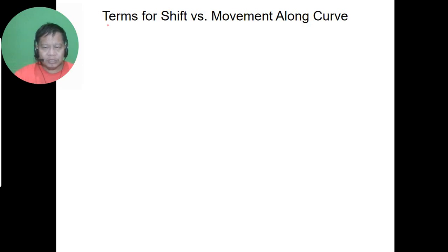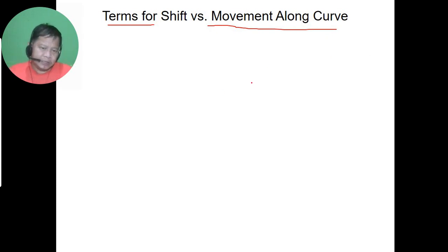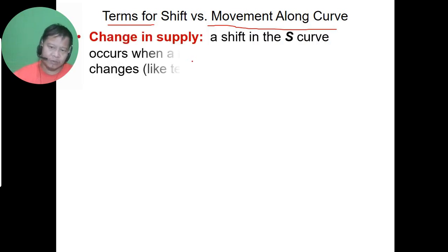So we have to distinguish now the term shift and movement along the curve. Ganina, isulti ko nga shift to the left ang supply curve, shift to the right ang supply curve, shift to the left ang demand curve, shift to the right ang demand curve, no, na shift, but there's also a movement along the curve. Okay, nga dili na ang presyo or quantity dili mo-shift, but naa lang magsubay-subay diha sa linya sa supply or sa demand curve.